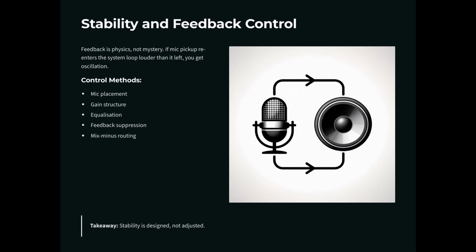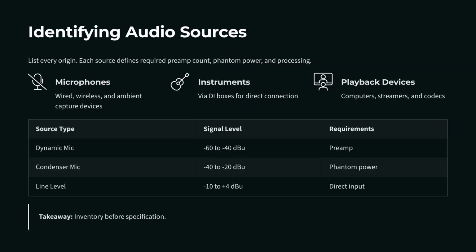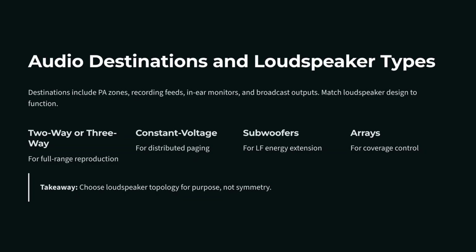And always identify audio sources. List every origin. Microphones, is it wired, wireless, ambient, instrument, DI boxes maybe. Playback devices, computers, streamers, codecs. Each source defines required preamp count, phantom power, and processing. Take inventory before specification. And as we move forward in our audio design signal flow, your destination will include PA zones, recording feeds, in-ear monitors, and broadcast outputs.